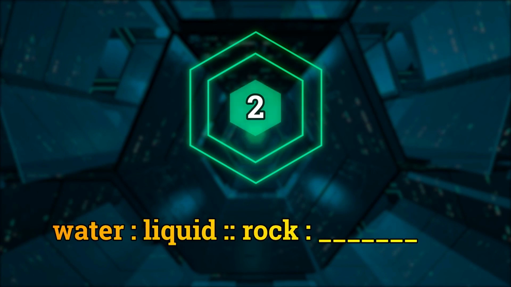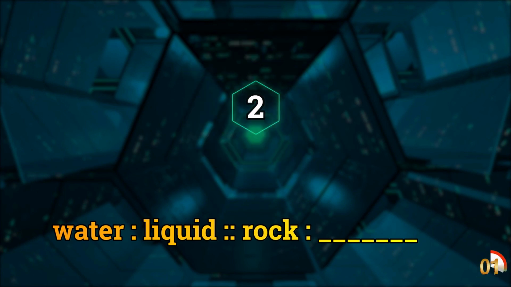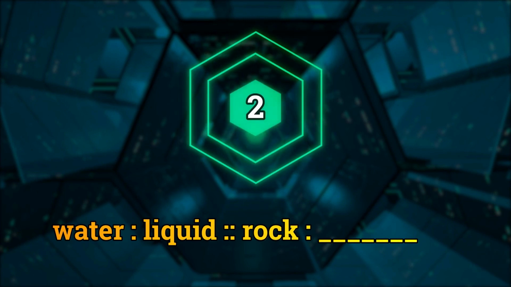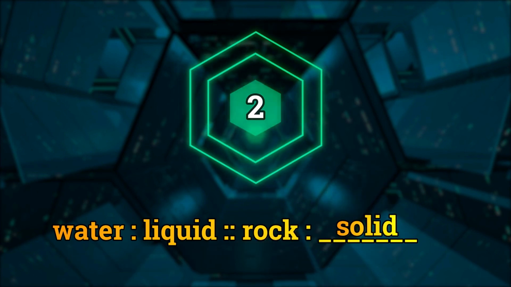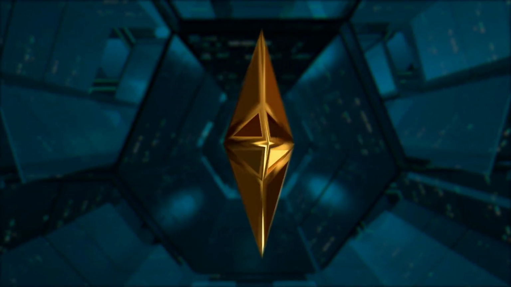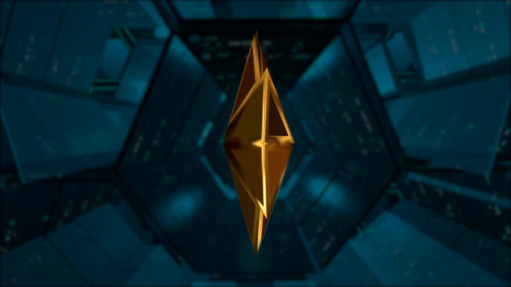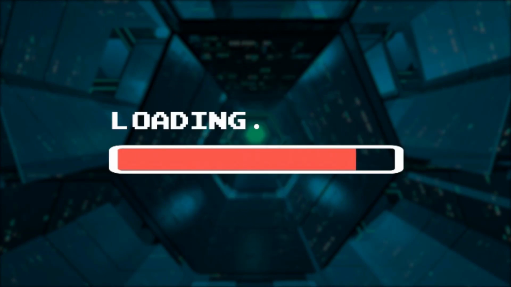Number 2. Water, liquid, rock, blank. The answer is solid. This is an example of characteristics analogy. Is your answer correct? If yes, well then you deserve this star.